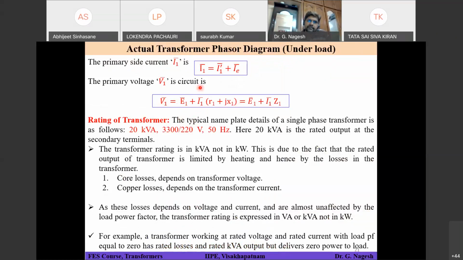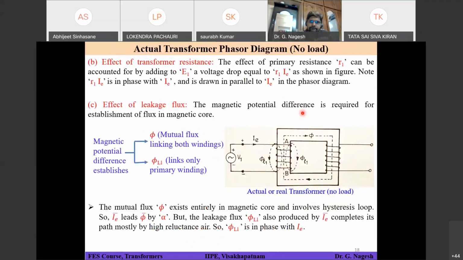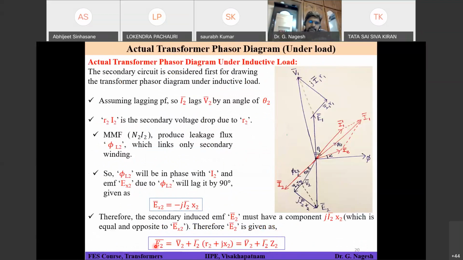Remember, these are all phasors. They are not like simple mathematical addition. So E1 can have some phase angle, and accordingly I1 can also have some phase angle. So this is V1 equals E1 plus I1 into R1 plus j into X1. We have seen this in the previous class. And for this, E2 is equal to V2 plus I2 into R2 plus j into X2.